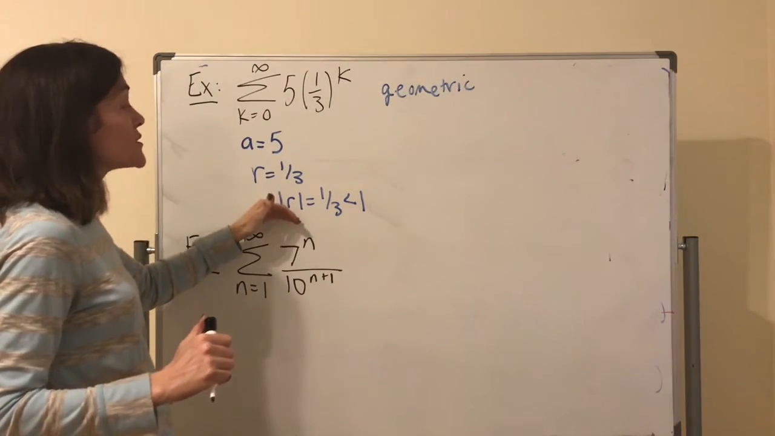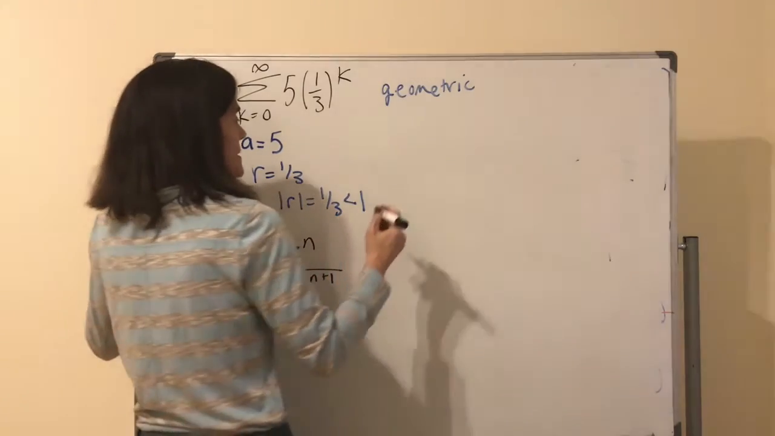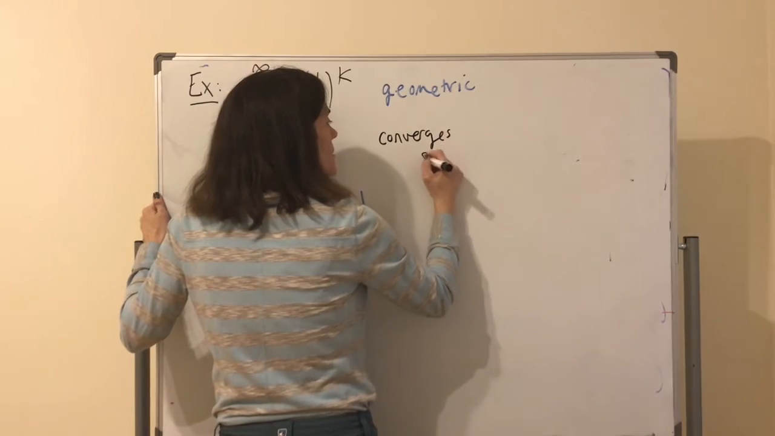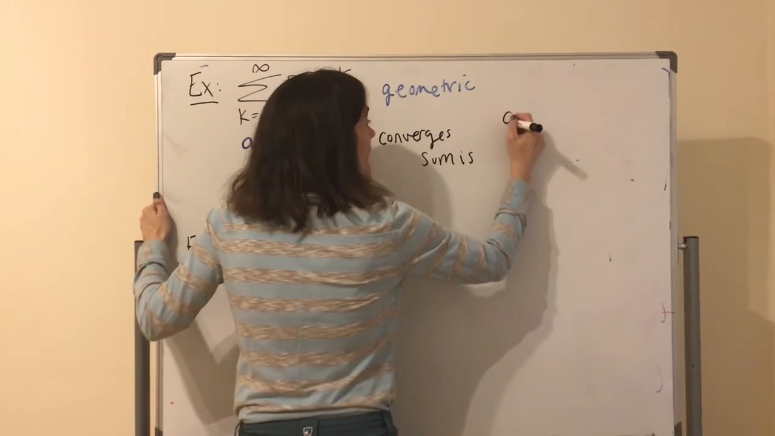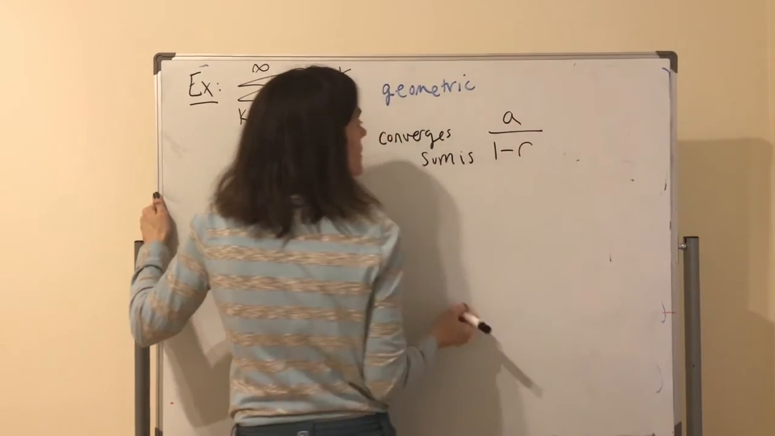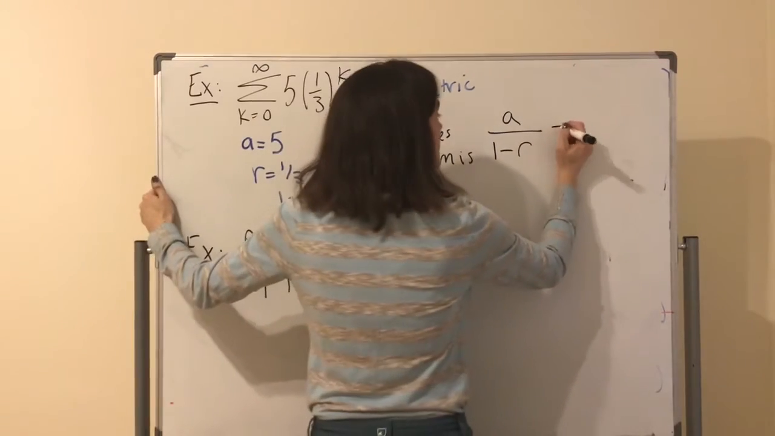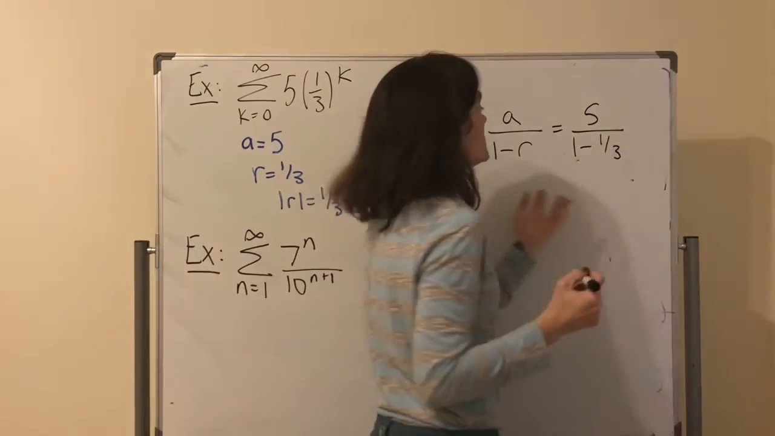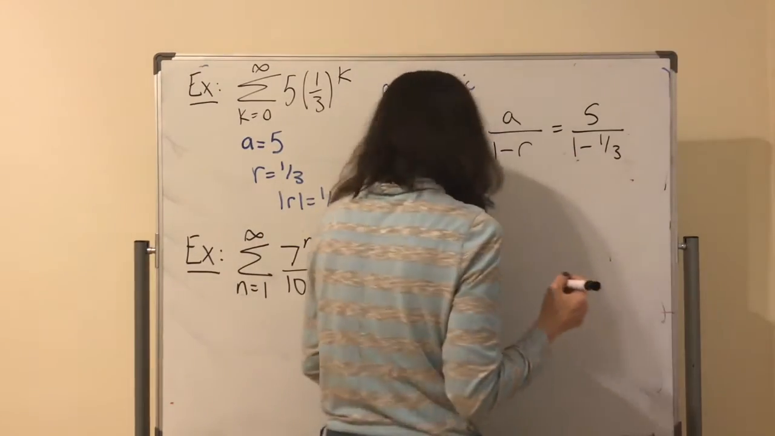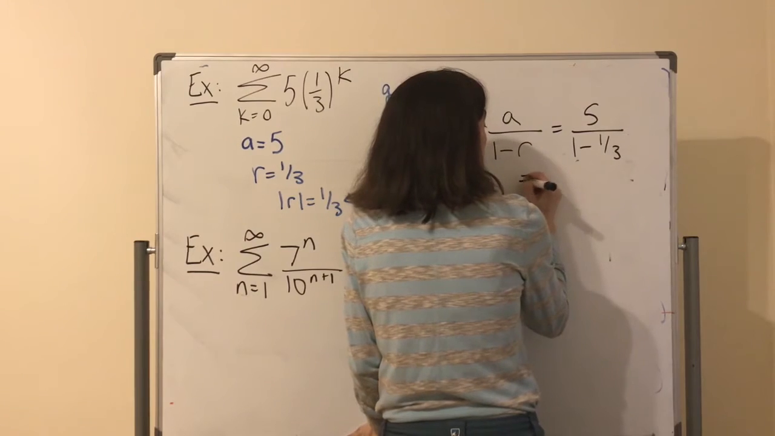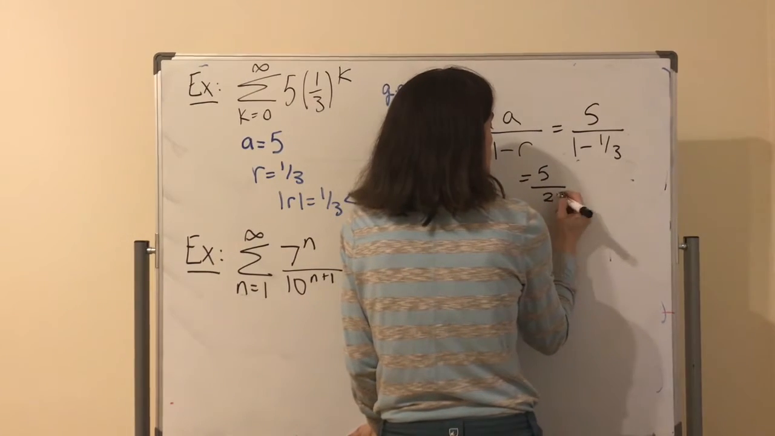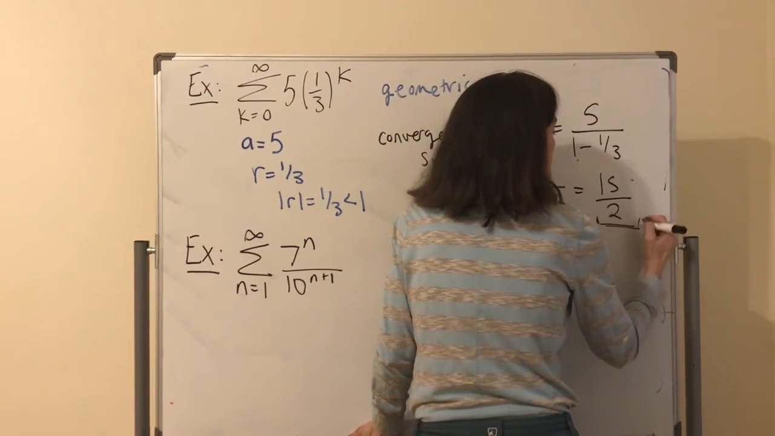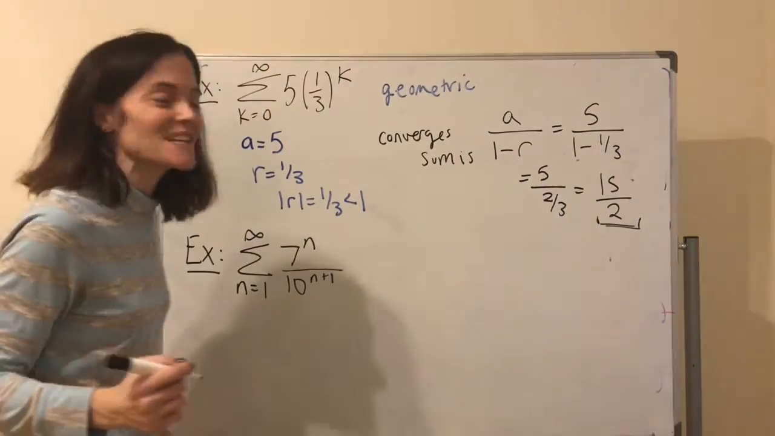We have r, absolute value of r less than 1. This means it converges, and the sum is a over 1 minus r. So let's calculate: 5 over 1 minus 1/3. Well, we don't want to leave it like this, right? This would be 5 over 2/3, or 15 over 2. So this series, the sum is 15 over 2.